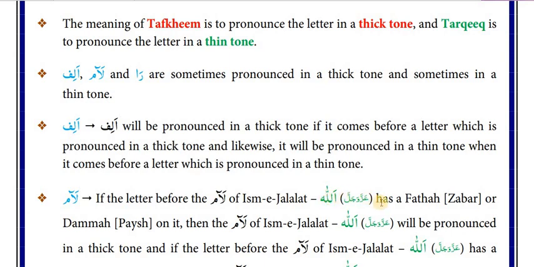If a kasra comes before the lam of Allah Azza wa Jal, then read it in a thin voice. This rule can't be used for other lams, like a common lam. This rule will be used specially for the lam of Allah Azza wa Jal.